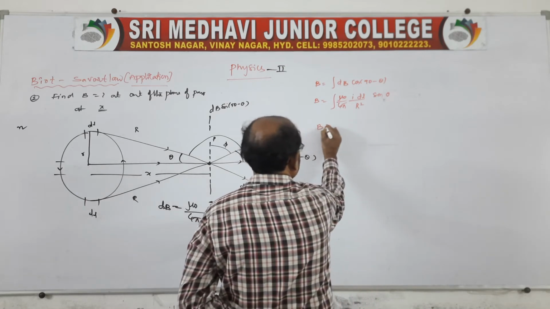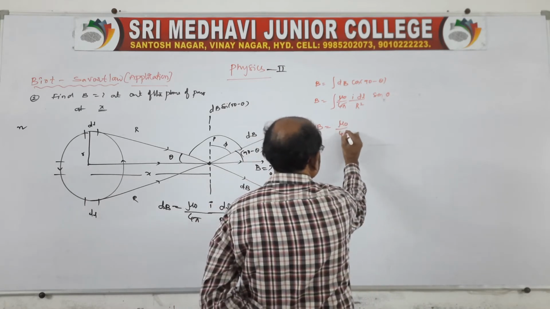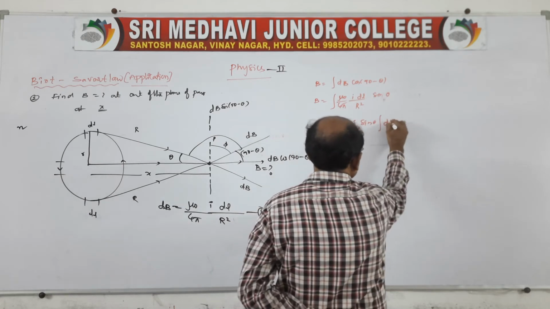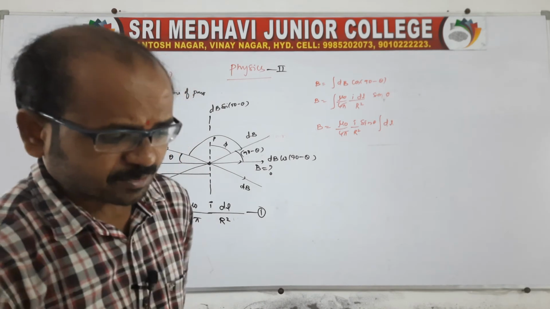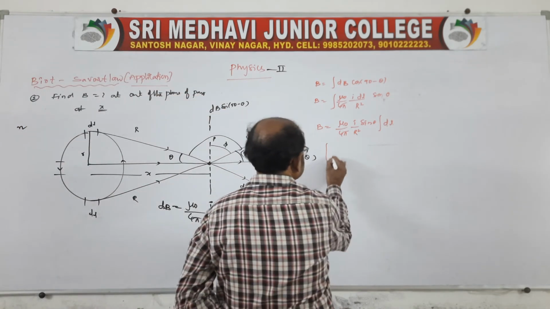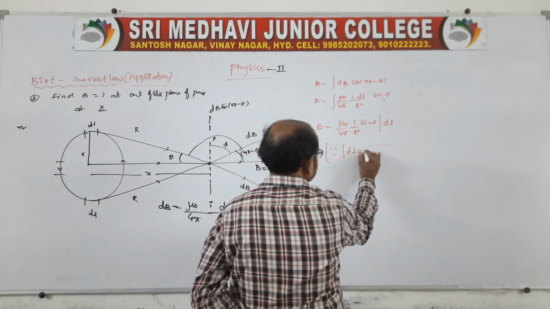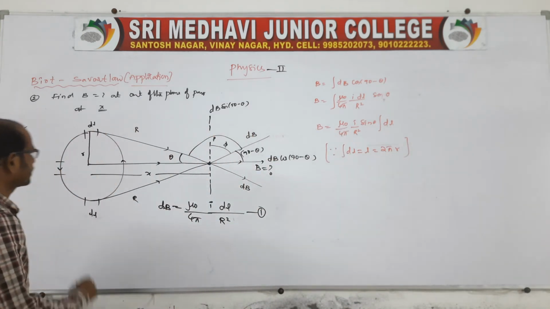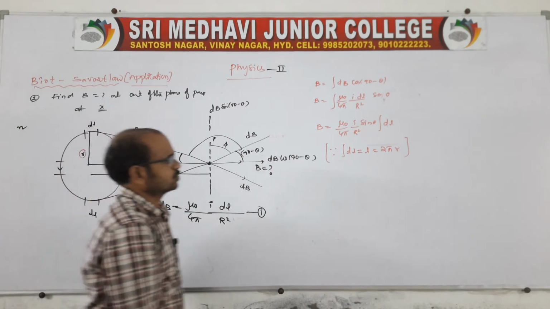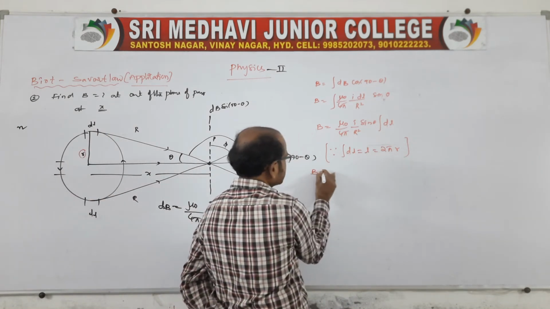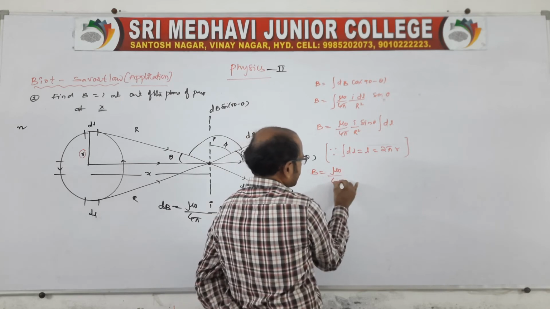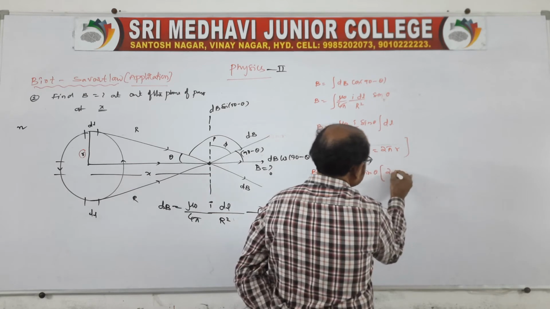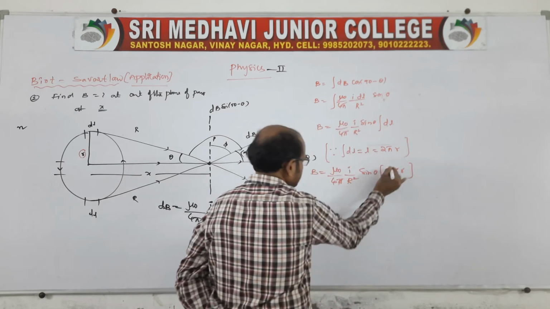In this, again you take mu naught by 4 pi into I by R square into sin theta, integral dl. Of course, integral dl is nothing but L. According to the integration, it is L, and L is nothing but the circumference of the circular coil, and the circular coil has radius small r, so you take 2 pi r. Here you replace: B is equal to mu naught by 4 pi, I by R square, sin theta into 2 pi r. So better you cancel 2 with 2.